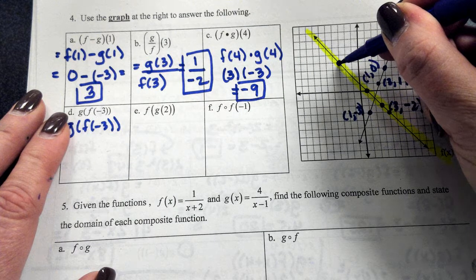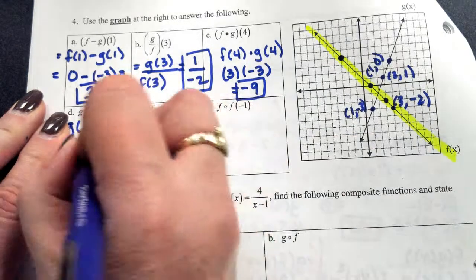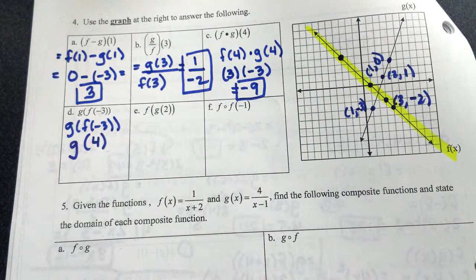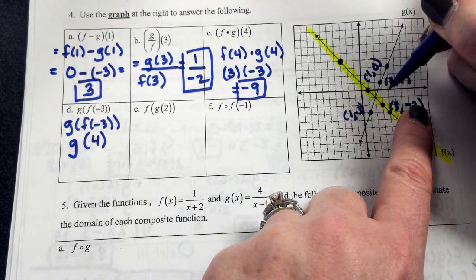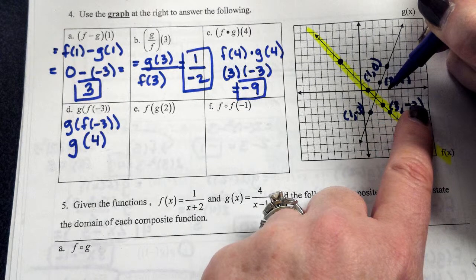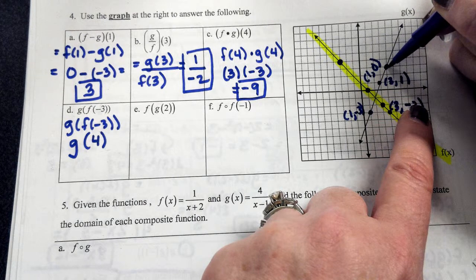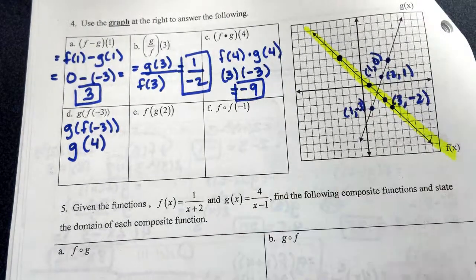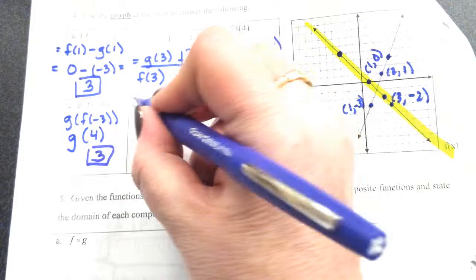So when x is -3, the y value is what on line f? 4. So I know f of -3 is 4. Now I want to look on the outside and find g of 4. Go to 4 on my x-axis, and I'm going to use my line g of x, the one that I didn't highlight. The point on line g where x is equal to 4, what's the y coordinate going to be? 3. So your answer is 3. You guys go ahead and do the next two on your own.